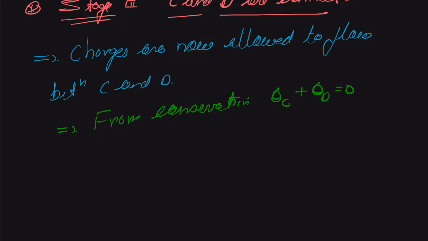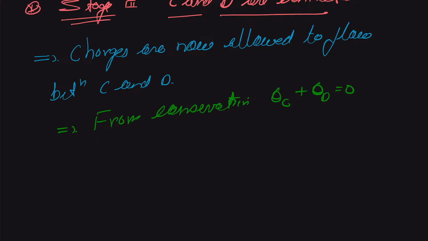Because of the conservation, the summation of the charges will still be equal to 0. Their individual values can vary, but their summation will always be equal to 0. QC might increase, and QD will decrease in the same proportion so that the summation is equal to 0. We are not aware which is increasing and which is decreasing. We are only aware that the summation is equal to 0.